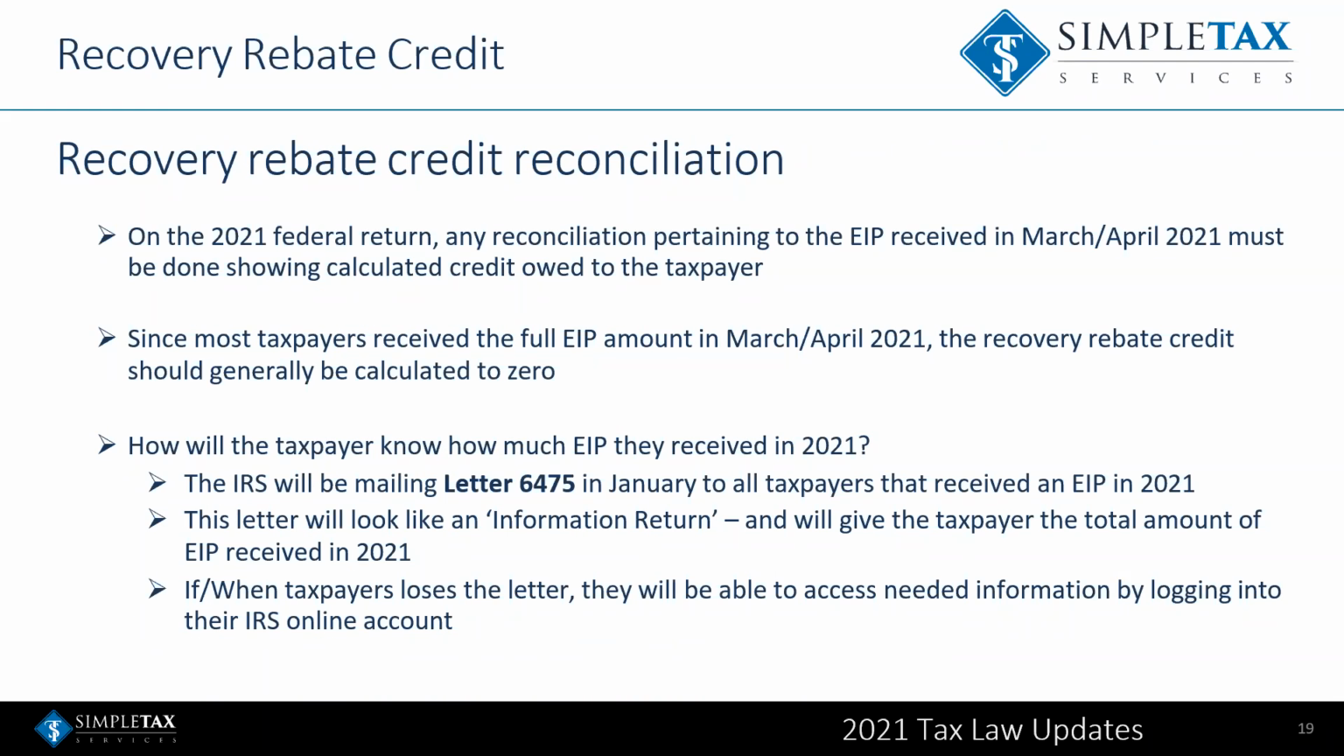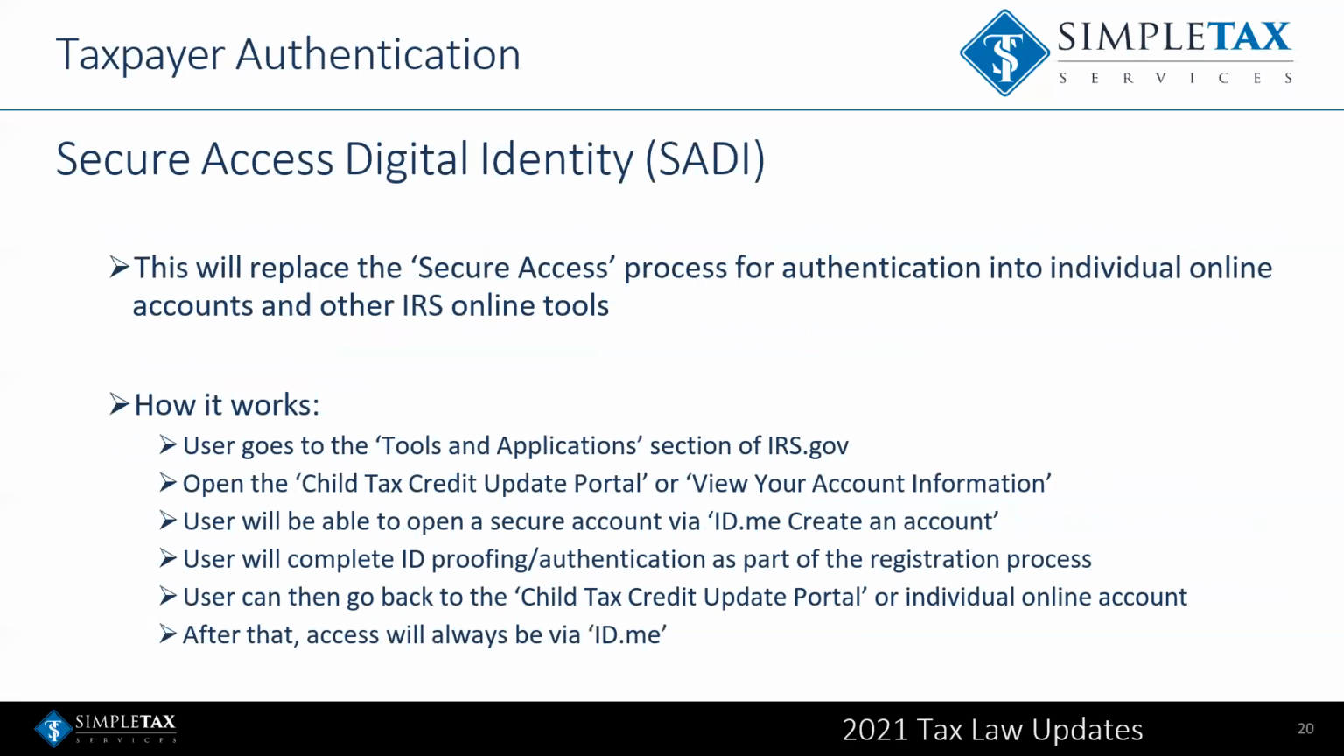So just like last year, the recovery rebate credit has to be reconciled. It'll be reconciled exactly the same way. Most taxpayers should have received the full EIP amount, but the IRS is going to be sending Letter 6475 in January to all taxpayers that received an EIP in 2021. It's going to look just like the letter from last year. If they lose that letter or did not receive it, they can access the information by logging into their IRS online account, which is what we're going to talk about next.